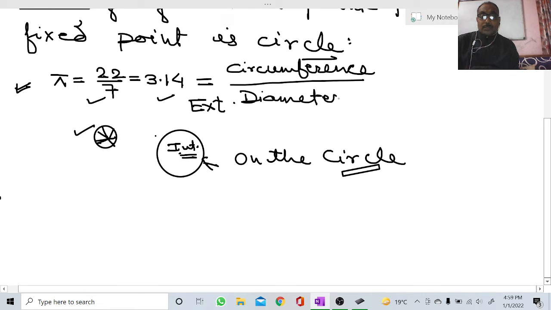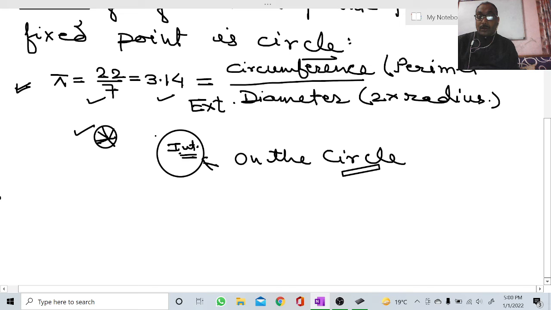Do you know the term diameter? Diameter means it is 2 times radius of the circle. Circumference means length of boundary of the circle. You can say perimeter of the circle can also be said circumference. Perimeter of the circle can also be said circumference. Clear?